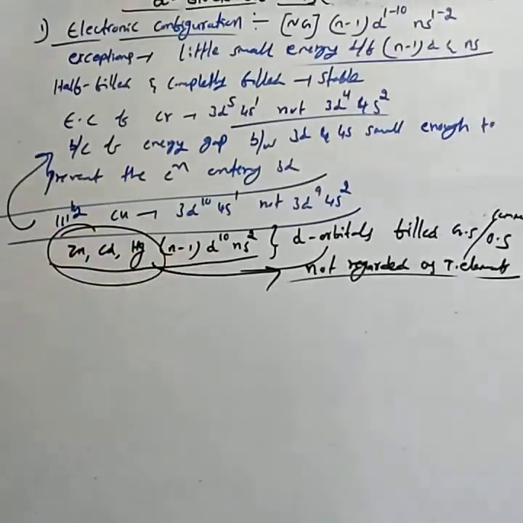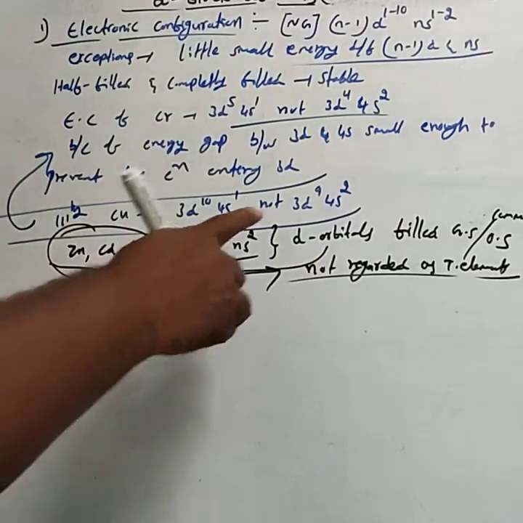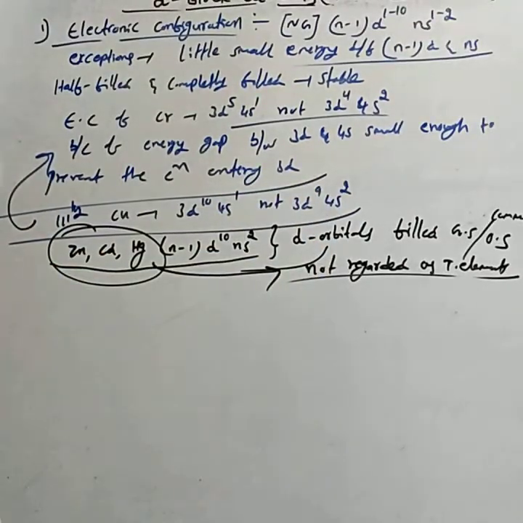Even this question was asked for 1 mark. Why are zinc, cadmium and mercury not regarded as transition elements? For that, one reason is that the d subshell is completely filled either in the ground state or in the common oxidation state. According to the definition of the transition element, the element whose atoms in the ground state or in any one of its oxidation states must contain the partially filled d orbital. That is the definition of the transition element.